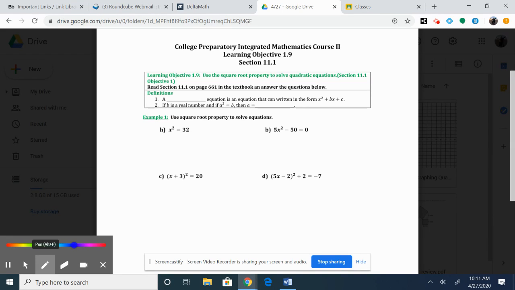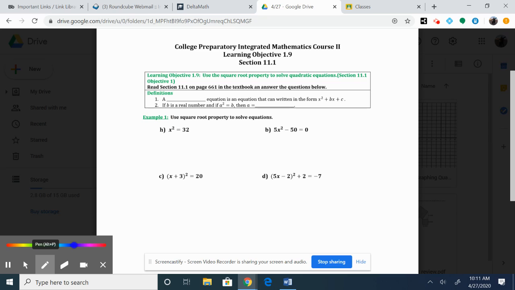Okay, so last week we've been talking about solving quadratics using the quadratic formula. There's times when we might have simpler quadratics that don't really require the quadratic formula, and so all we would need to do is just solve them.